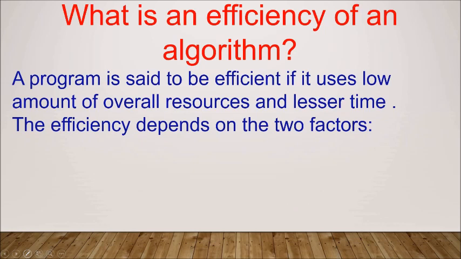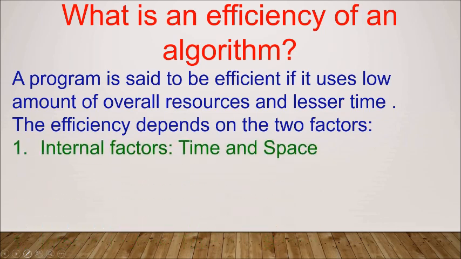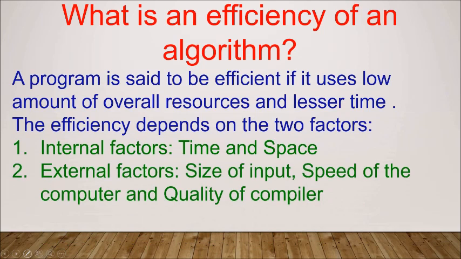So this efficiency depends on two factors, that is internal factors and external factors. Internal factors means time and space that is needed to run a program. See, we cannot control the internal factors, but we can control external factors, which are size of input, speed of computer and quality of compiler. External factors are in our hand, but internal factors we cannot manipulate, we cannot change.